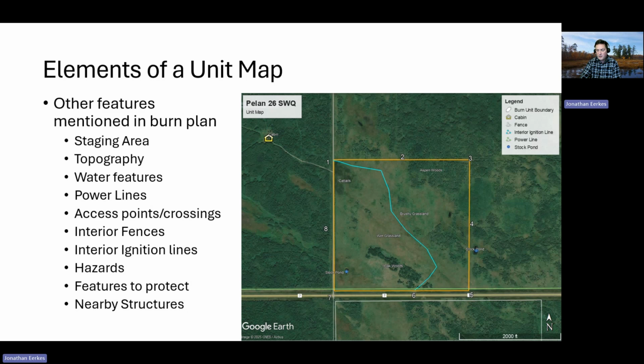Things like staging areas or topography, water features, power lines, access points, interior fences, or ignition lines, hazards, features that need protecting, or nearby structures. For my example map, I thought that an interior ignition path, a power line, an exterior fence, and a nearby hunting cabin were worth putting on the map.